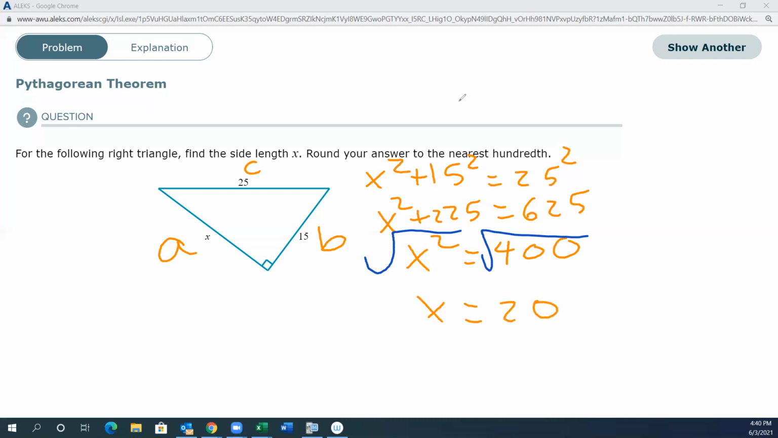And I'm not going to do the plus or minus because, again, it's side length, and negative side length doesn't make sense. This doesn't say what the units are, like feet or meters, so I'm not going to worry about it. And it says to the nearest hundredth, so 2 decimal places. Well, that'll just be 20.00. Okay, which is kind of silly, but hey, I'm following instructions.